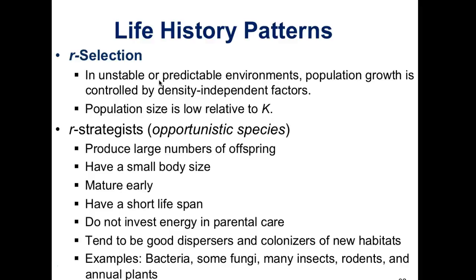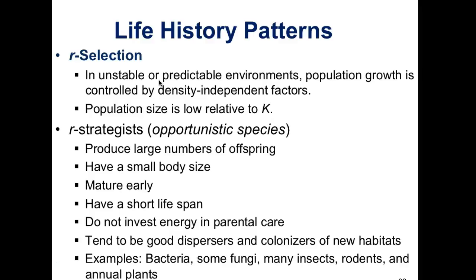So R selection includes those that are opportunistic or R strategist organisms. So in this type of life history pattern, it's an unstable or unpredictable environment. Population growth is controlled by density independent factors. So the population size is low relative to K, the carrying capacity. So as an opportunistic species or an R strategist species, you're going to produce a large number of offspring. We see this with rodents, insects, some crustaceans.